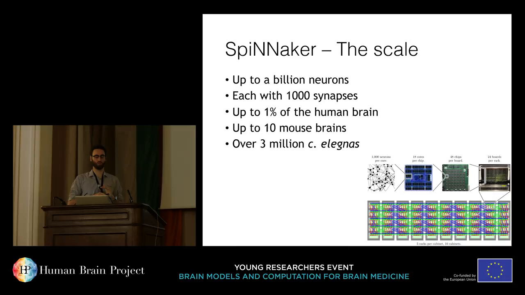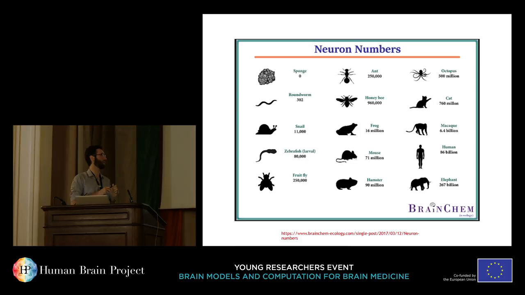To put it in perspective, there's a small diagram here showing the neuron counts for various animals. Obviously, this is on average. And then BrainScaleS fits in about here, between a honeybee and a frog. And then SpiNNaker is in here, about 1 billion, between a cat and a macaque.